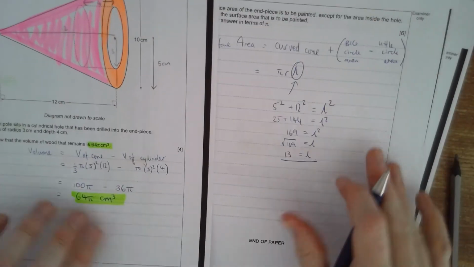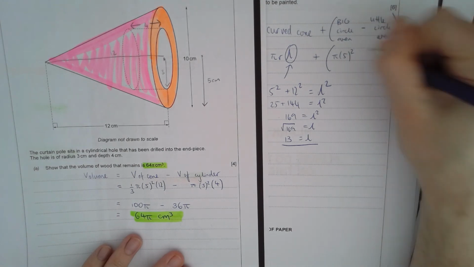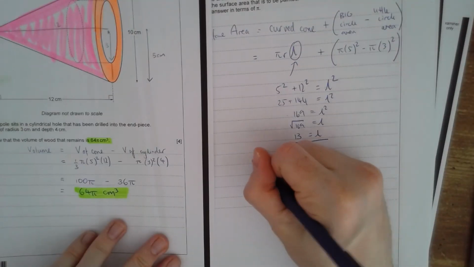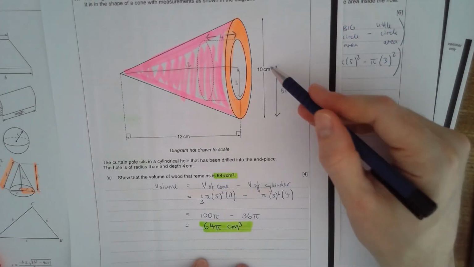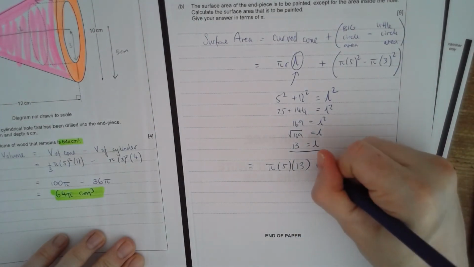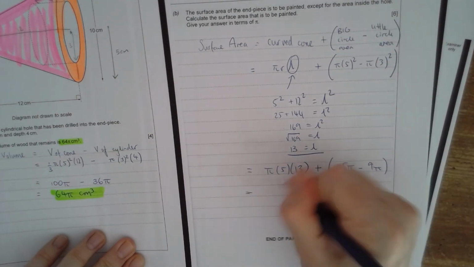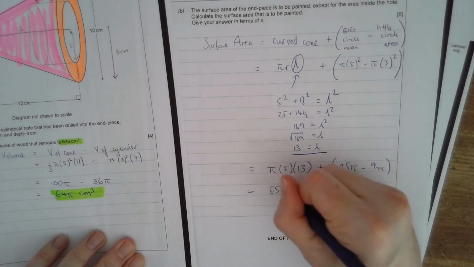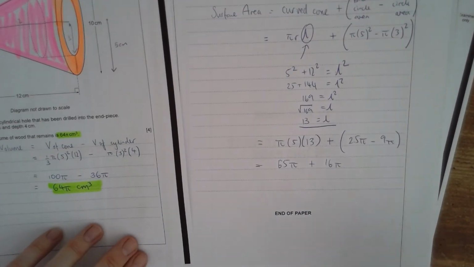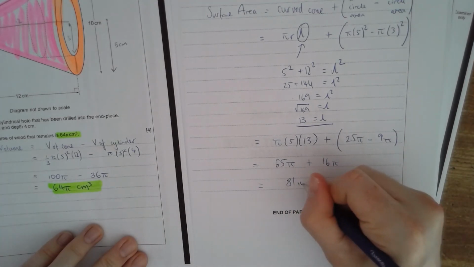Okay. Then we're going to add on the area of the big circle. So it's going to be pi times by radius squared. Take away pi times by radius squared there. Okay. So now substituting into that, the area of the curved cone, remember the radius was 5, is going to be pi times by 5 times by 13 plus 25 pi, take away 9 pi. 5 times by 13 is 65, so 65 pi, and I want to add on 16 pi, because 25 pi take away 9 pi is 16. And then finally, 65 pi plus 16 pi would be 81 pi.